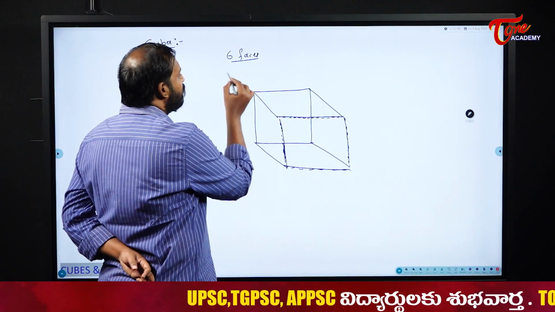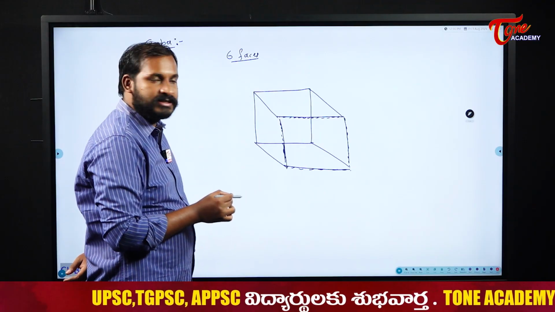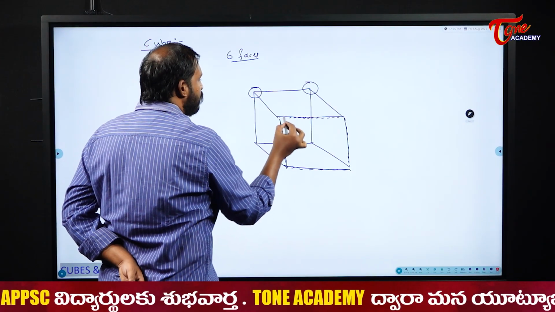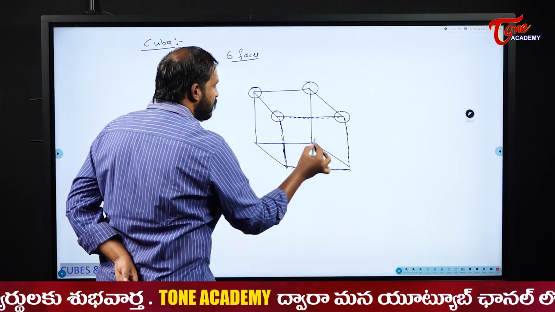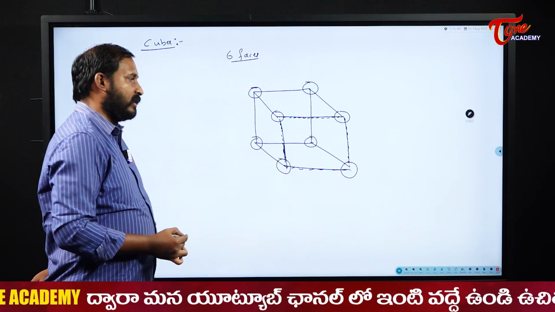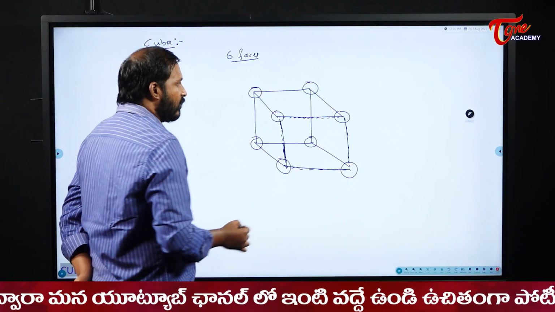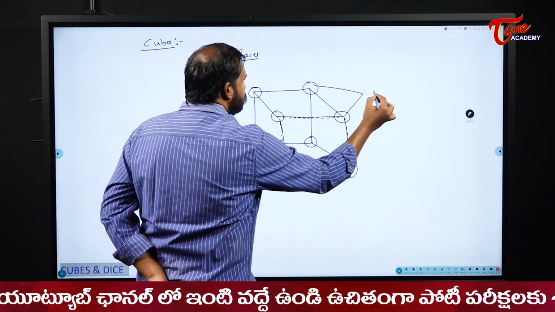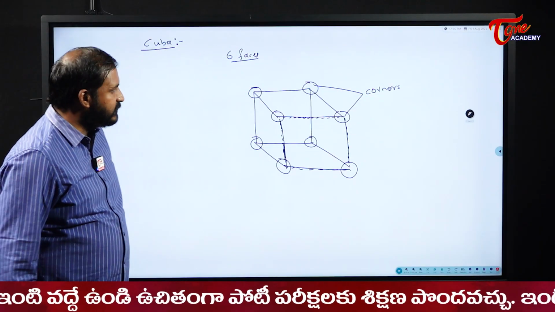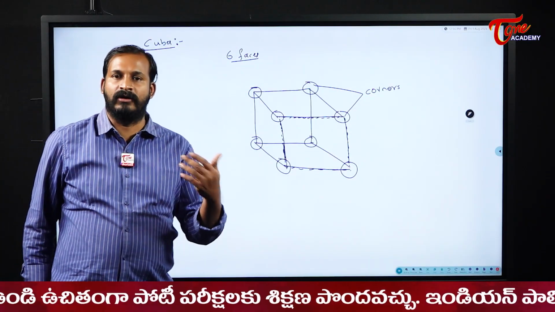Now see here, a cube will have how many corners? Tell me, students. This is a corner, this is a corner, this is a corner, this is a corner, this is a corner, this one, this one, this one. These are called what? Corners. These are corners, students. We will see the importance of these corners, faces and all those things later.